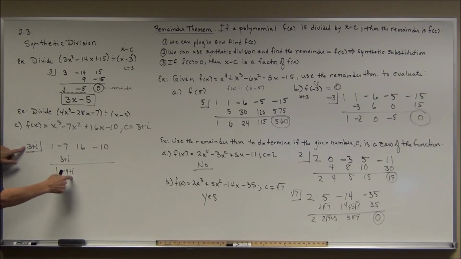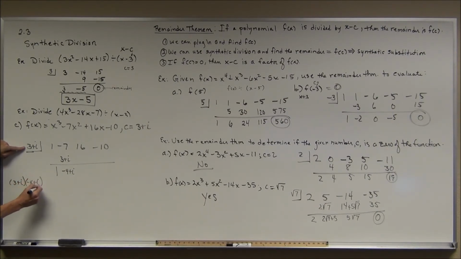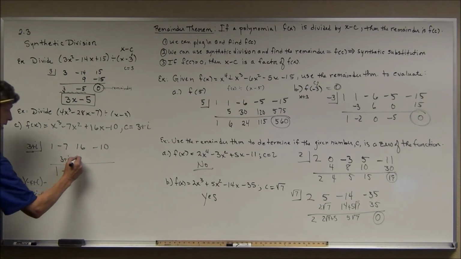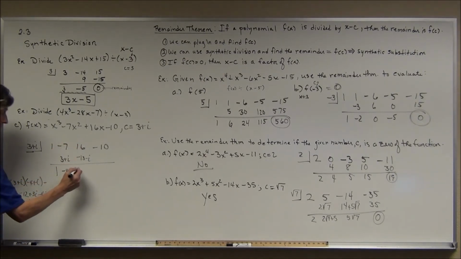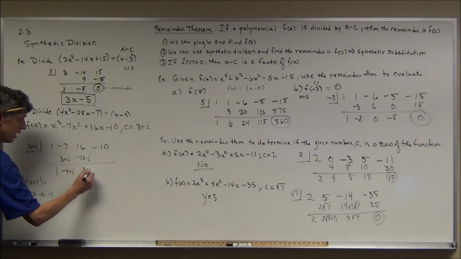Then we multiply. Ooh, this is going to be a mess. I have 3 plus i times negative 4 plus i. A little scratch work here. So this is negative 12 plus 3i minus 4i plus i squared, and i squared is negative 1. So I have negative 13 minus i. That goes right here. Negative 13 minus i. Yikes. Then we add 3 minus i.